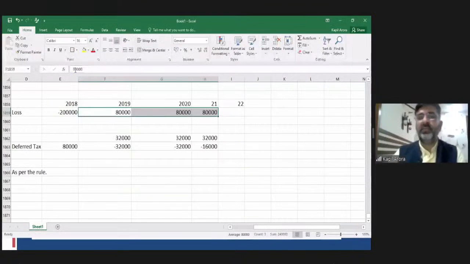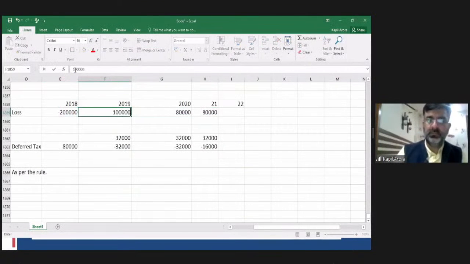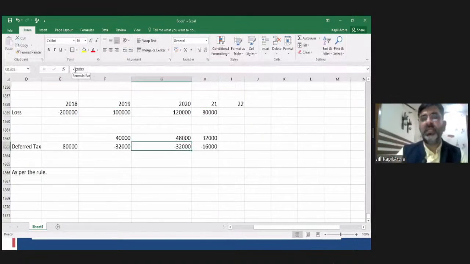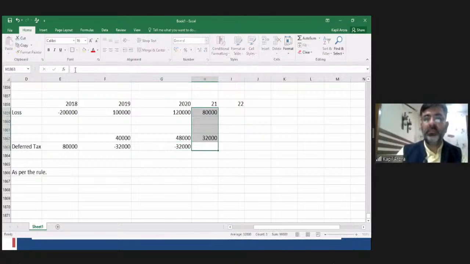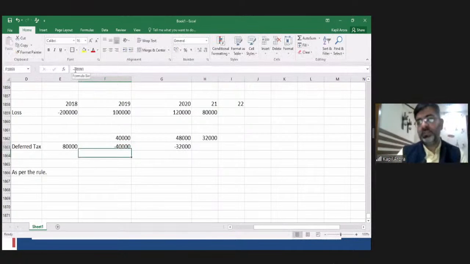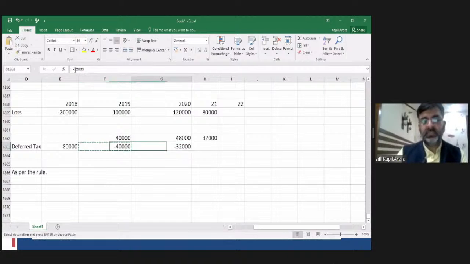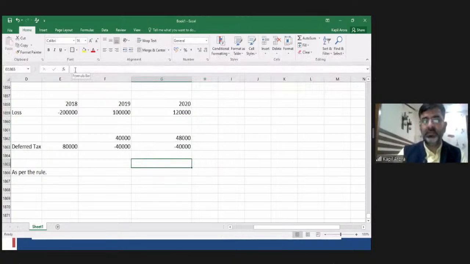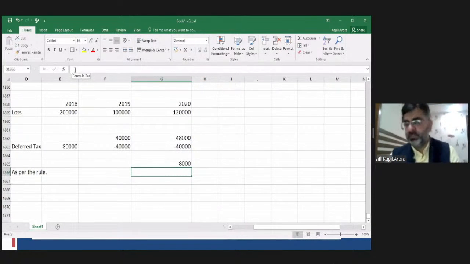So if it is 1 lakh and 1,20,000. What I am trying to say is, in the first year, I am going to adjust the tax with 40,000. In the second year, again, my tax will be adjusted with 40,000. So my actual tax liability will only be 8,000, which I have to pay. I hope this is fine with all. Any question, guys, up to here?